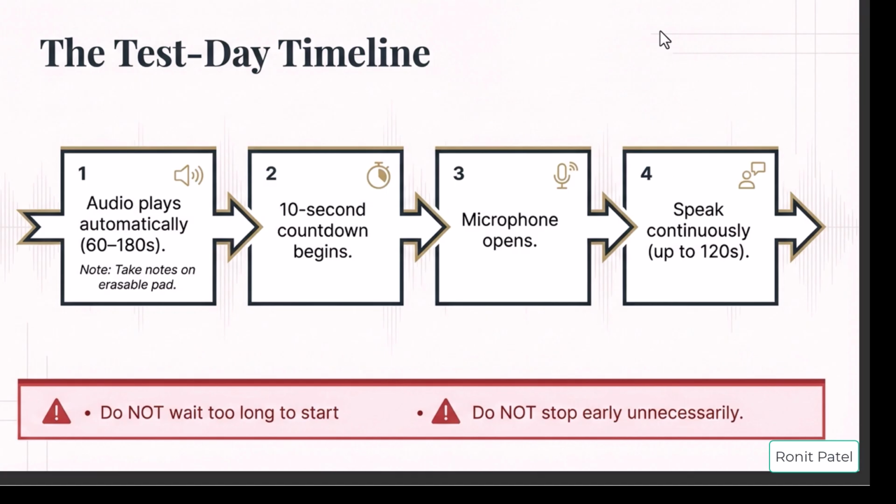I would like to clarify here. This point I have clarified in previous lectures as well. You only have 3 seconds of time. If you don't start speaking within these 3 seconds, then the AI is not going to accept your response, because after 3 seconds, the mic shuts off.